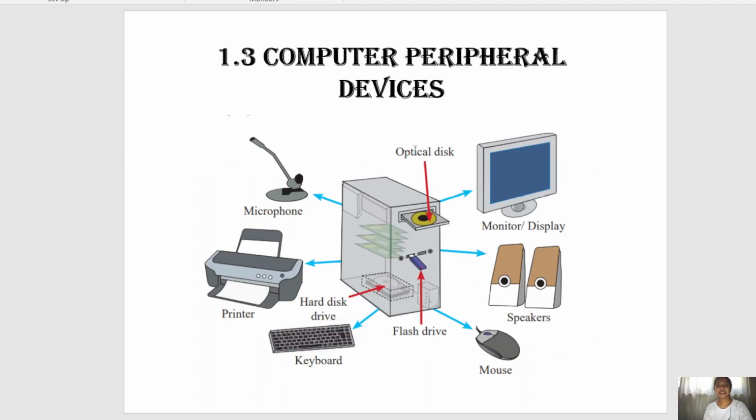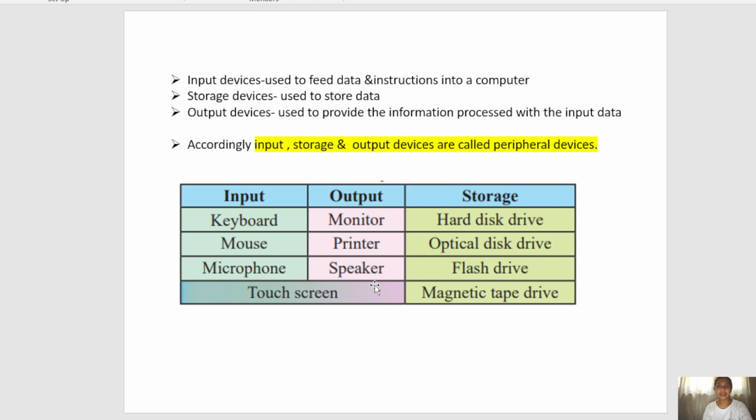So let's talk about computer peripheral devices. There are many different types of computer peripheral devices. For example, monitor, speakers, mouse, flash drive, optical disc, scanner, printer, keyboard, and hard disks also. We can classify them into three groups according to their function: input devices, output devices, and storage devices. We can take keyboard, mouse, and microphones as input devices, which are used to feed data and instructions into a computer.